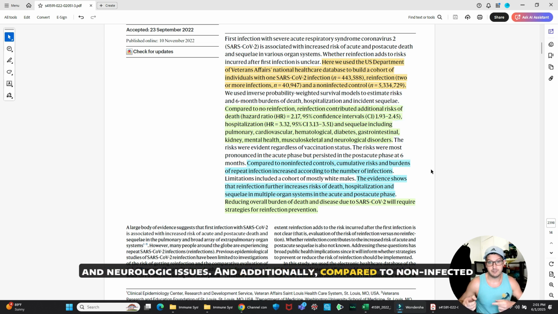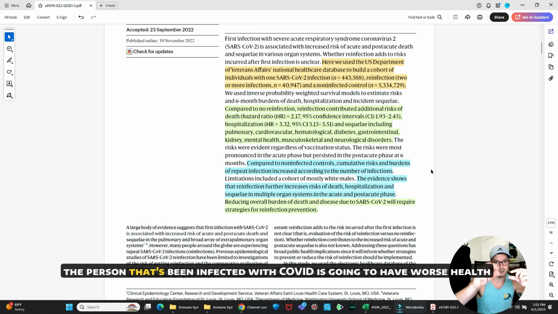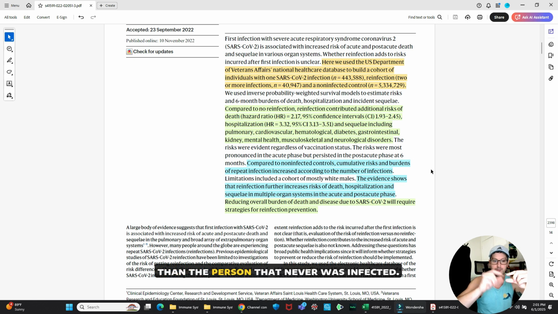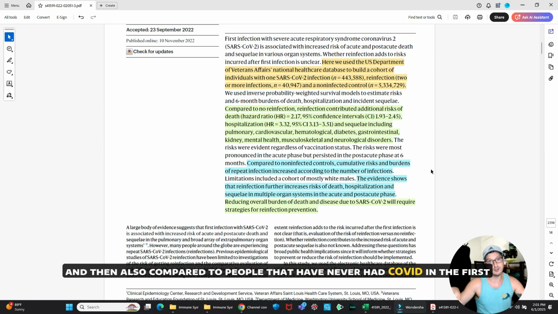And additionally, compared to non-infected controls, the cumulative risk burdens increased. So if you have a person that's never been infected with COVID and a person that's been infected with COVID, the person that's been infected with COVID is going to have worse health outcomes than the person that never was infected. But then with each subsequent infection, you're getting worse and worse health outcomes compared to having fewer reinfections, and also compared to the people that have never had COVID in the first place.